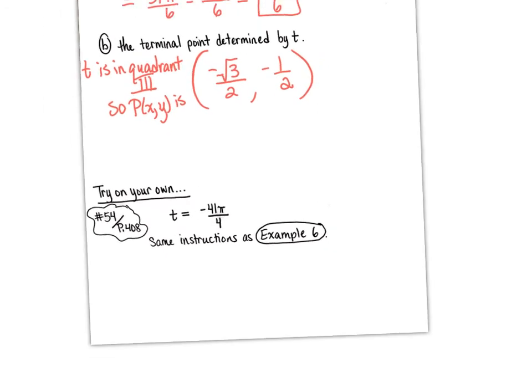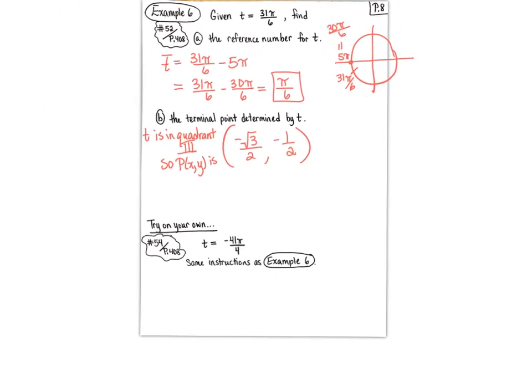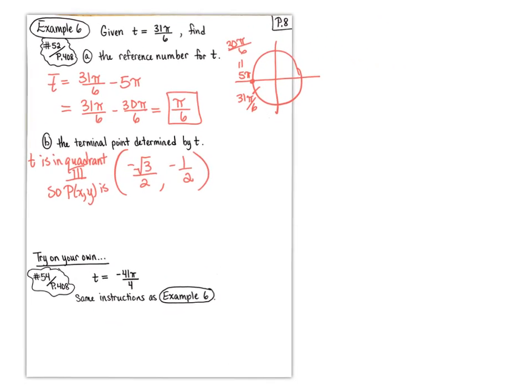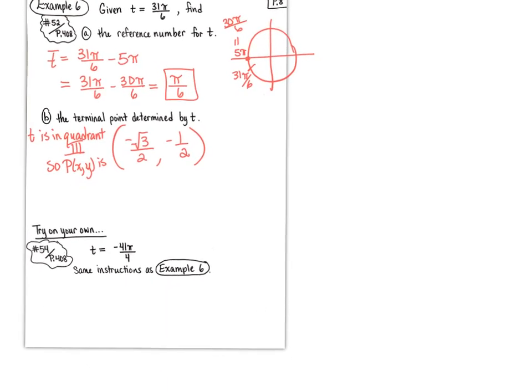So try this one on your own. Same instructions as example 6, parts A and B, but you have T equal to negative 41 pi over 4. So find the reference number for T, and then in part B, give the terminal point determined by T.